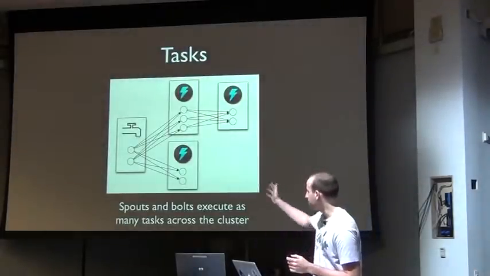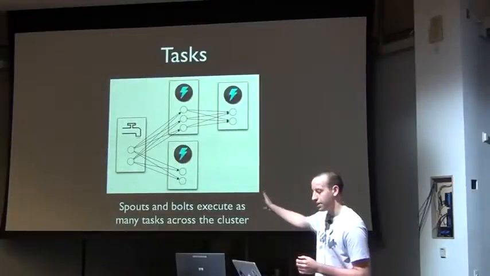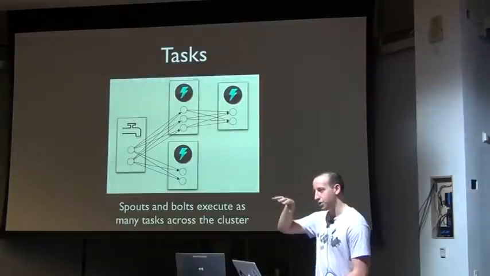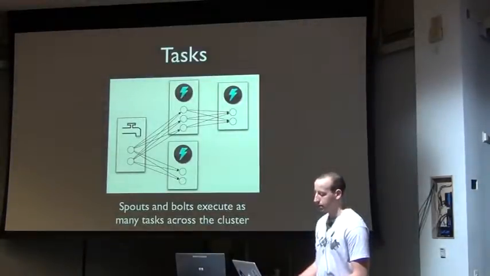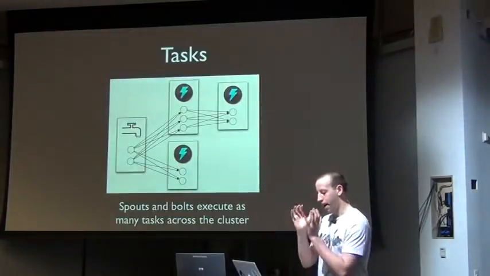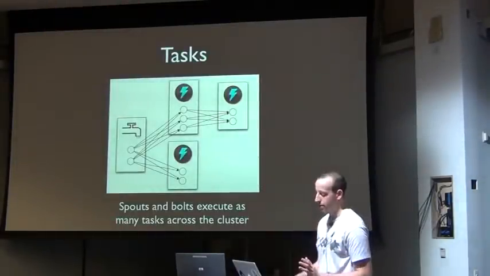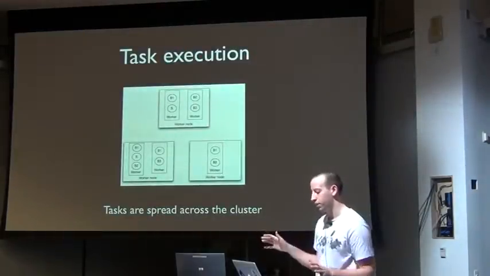Right, so here you can see the spout on the left has 2 tasks, the bolt on the top has 3 tasks, and you can see that the tasks actually pass messages directly to one another. So this is the logical view in that every abstraction in topology has some number of tasks. When it actually executes, the tasks are spread out across the cluster.